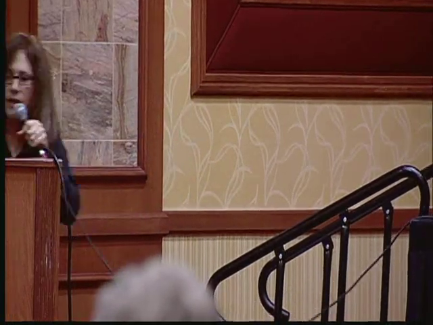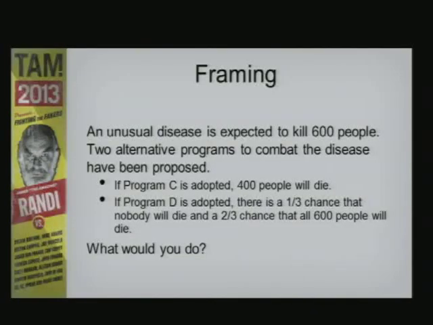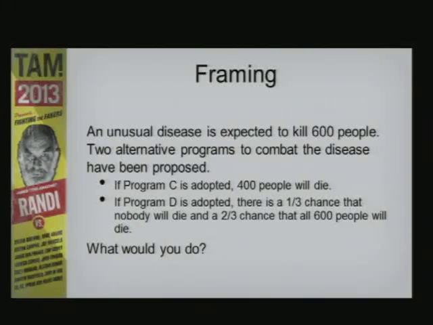Okay. What if instead of those two options, you were given these two options and this description? An unusual disease is expected to kill 600 people. Two alternative programs to combat the disease have been proposed. If program C is adopted, 400 people will die. I don't think they actually hear that "die" in their head when they're reading it, but you know. If program D is adopted, there is a 1/3 chance that nobody will die and a 2/3 chance that all people will die. What do you do? The question isn't which answer is correct, because there is no correct answer.